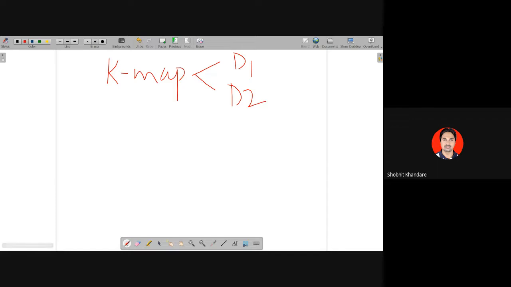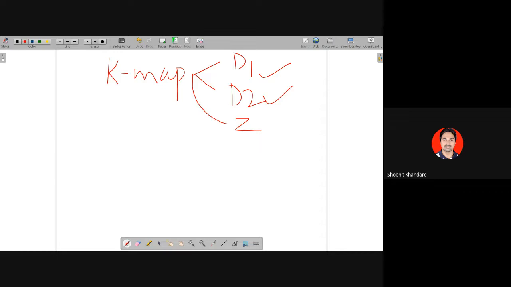The states are written as 0 0, 0 1, 1 0, so one bit corresponds to one flip-flop. So we have understood there are 2 D flip-flops. I want the K map for D1, the K map for D2, and one more K map for output. Suppose the output is given by Z. So I want 3 K maps.